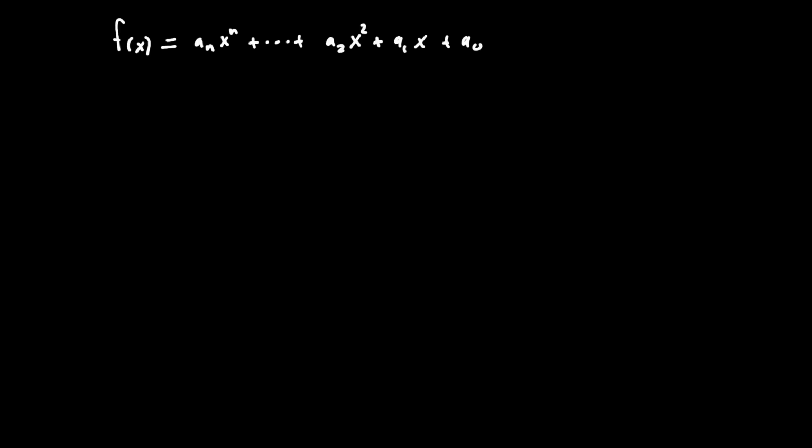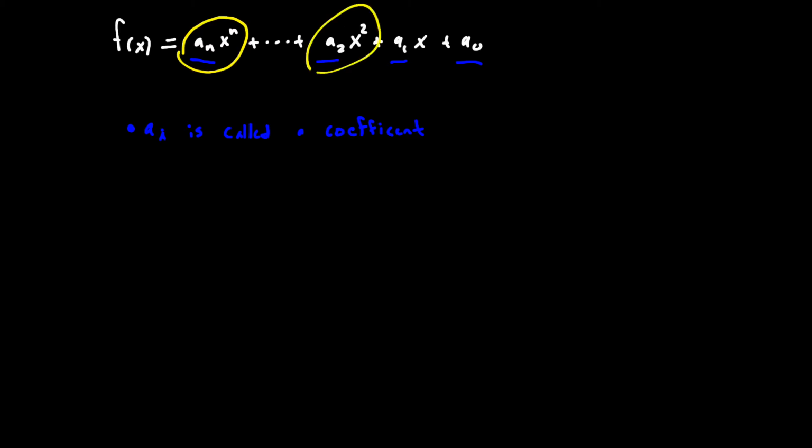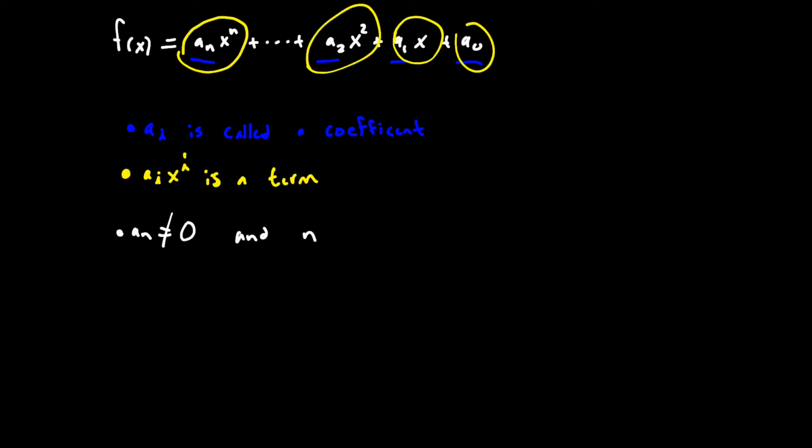Let's identify some useful terms of a polynomial function. The terms underlined in blue are referred to as coefficients. The part that's been circled in yellow is referred to as a term. And we also note that for polynomials, the leading term a_n is non-zero, and n is an integer, where we also have that all powers of our polynomial are integers.